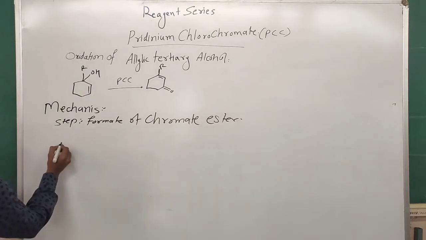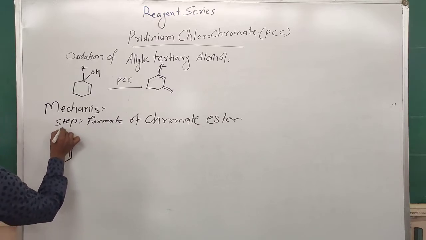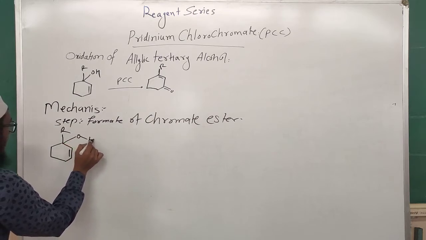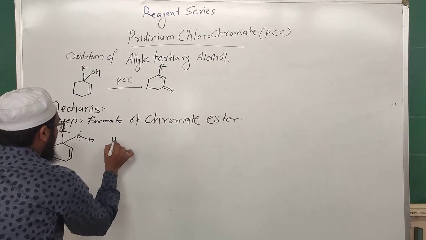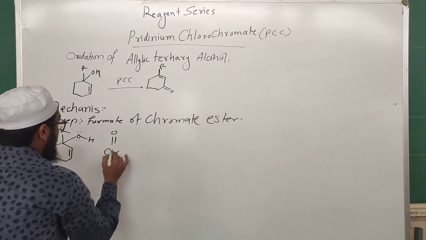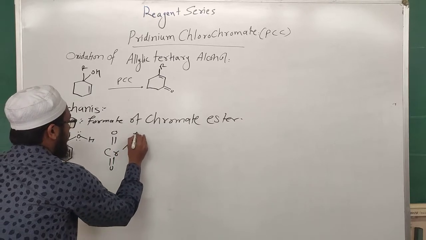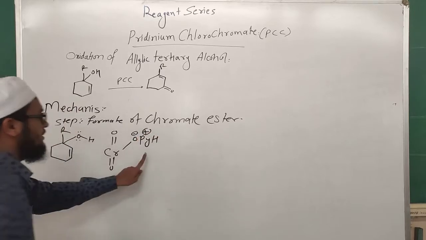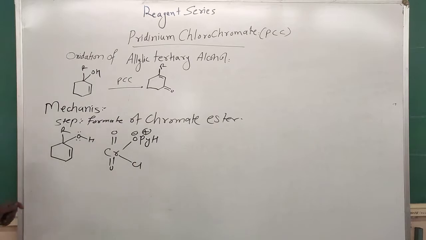Let's see. This is my compound. It has an R group here, and it has OH. Now what we have is C double bond O, chromium double bond O, single bond O negative, which is attached to PYH positive. What is this? It is the pyridinium ion. Then it has a chloride ion.